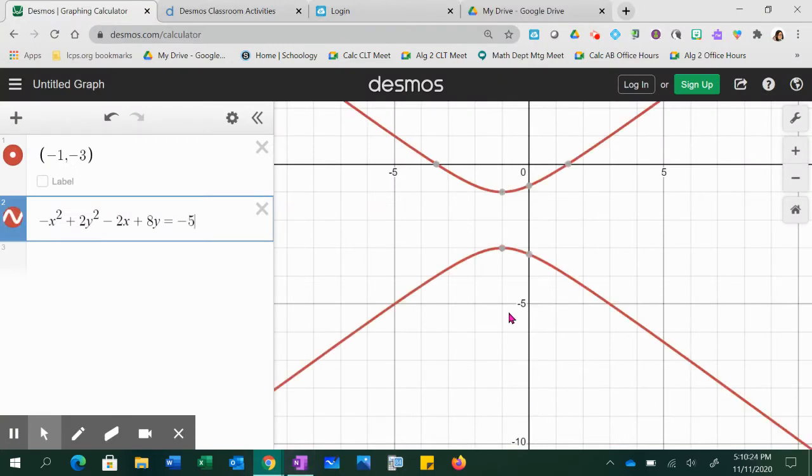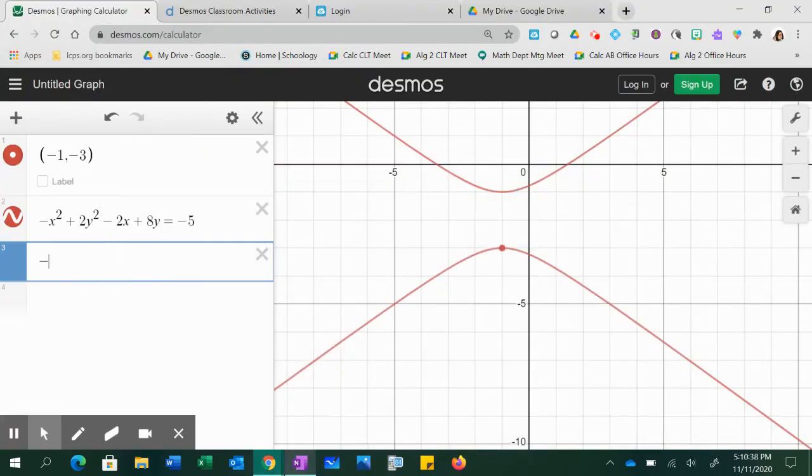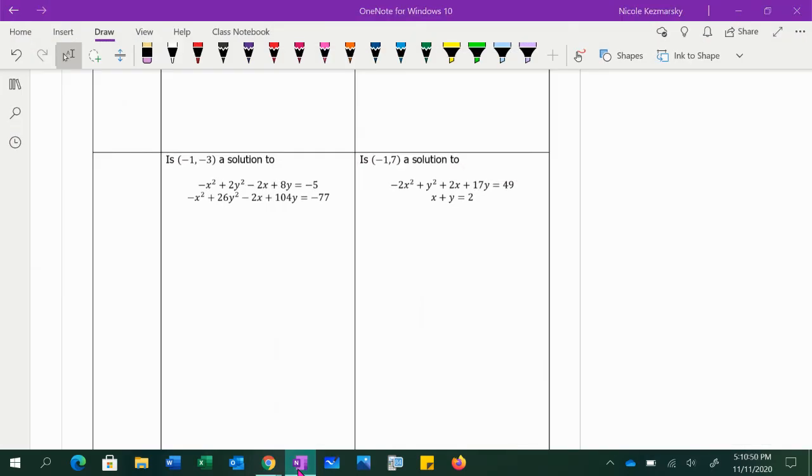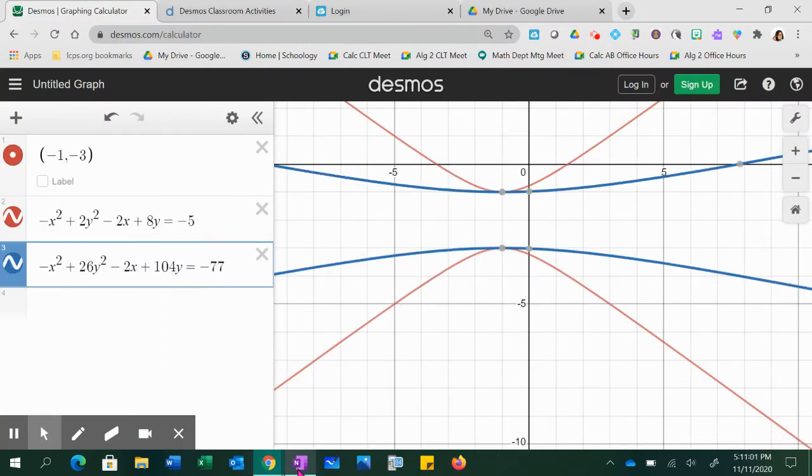All right, so we're looking pretty good so far. Did you see that thing pass through? So negative 1, negative 3. Looking pretty good. Let's see if it works for the other equation. So we're going to say negative x squared plus 26y squared, and then minus 2x plus 104y equals negative 77. Let's see. Yep, sure enough, there's that intersection point.